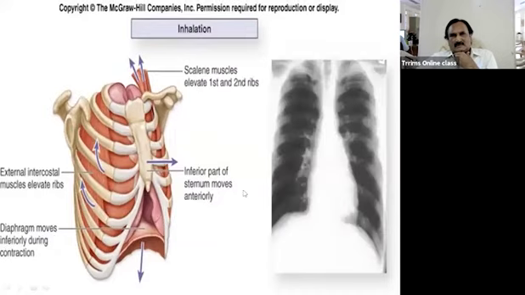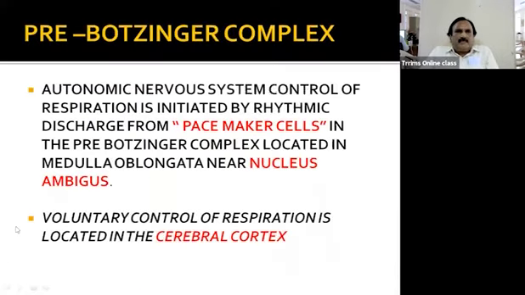What does it do? The pre-Bötzinger complex is the autonomic nervous system control of respiration. It is initiated by the rhythmic discharge from the pacemaker cells in the pre-Bötzinger complex located in the medulla oblongata near the nucleus ambiguus. So this exposure to very rare terminologies will not interest you at this point of time, but it will go a long way in understanding the later part of your curriculum.